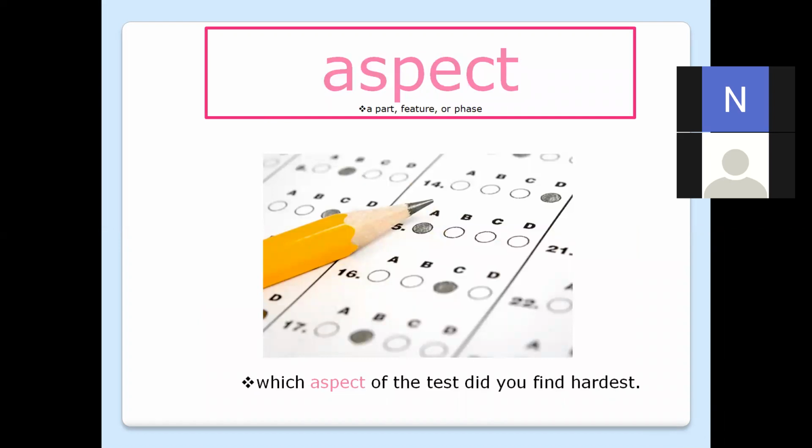Next one, aspect. One more time, aspect. What do I mean by aspect? Aspect: a part or feature or phase or levels. We can say levels also. So, which aspect of the test did you find hardest? Which part or which feature of the test did you find hardest? So this is aspect.